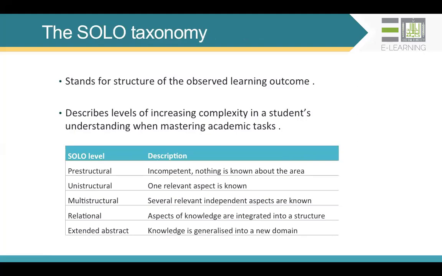The SOLO taxonomy is another learning taxonomy, and it stands for the structure of the observed learning outcome. The SOLO describes levels of increasing complexity in a student's understanding when mastering academic tasks. In the SOLO, the structure of observed learning outcomes is presented in five levels, ranging on the basis of the structural organization of the knowledge in question from incompetence to expertise. As you can see here in this table, these levels are pre-structural, unistructural, multistructural, relational, and extended abstract.